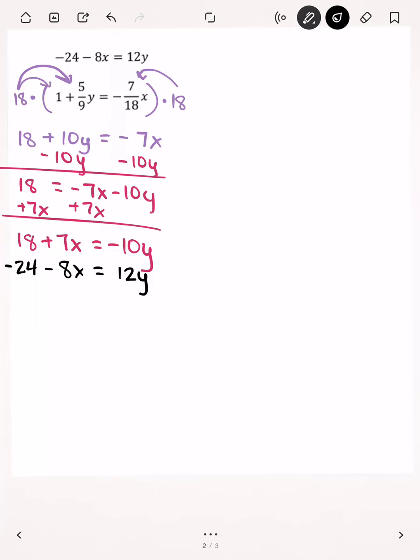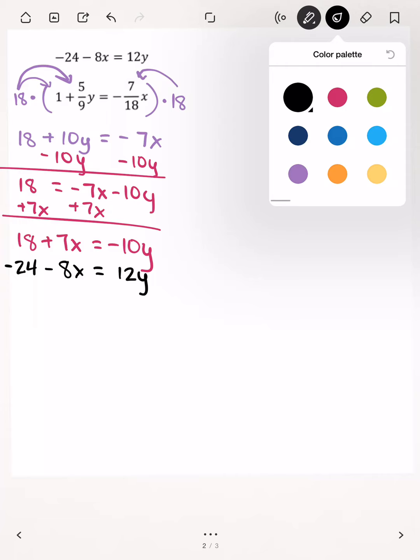Now looking at it, I need to choose a variable to eliminate. This is not one of the ones where I can just look and it's super easy. Some of you might think it is, but it takes a little more thought process. I'm going to decide to eliminate the x's just because I think it will keep our numbers smaller. And I have a positive x and a negative x, so I don't have to worry about changing the signs.